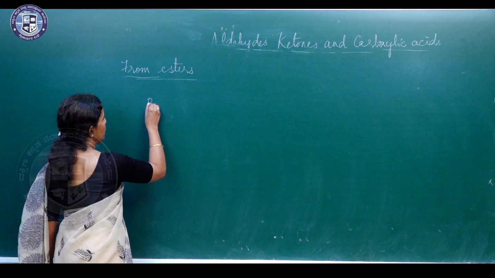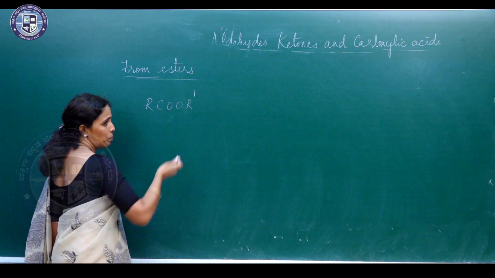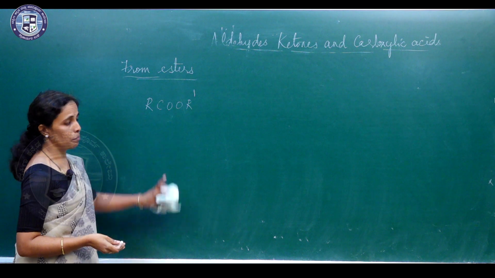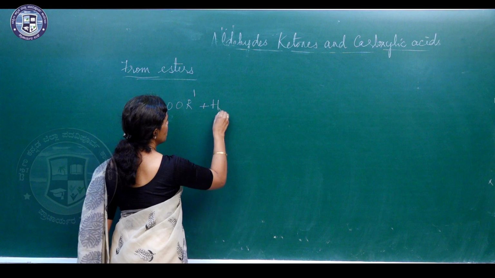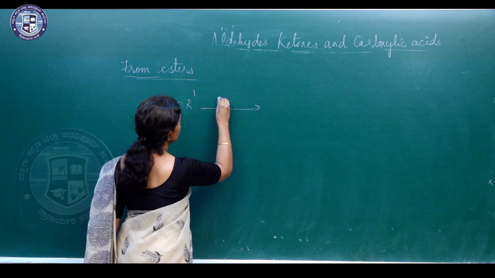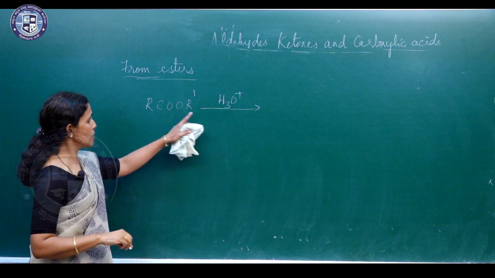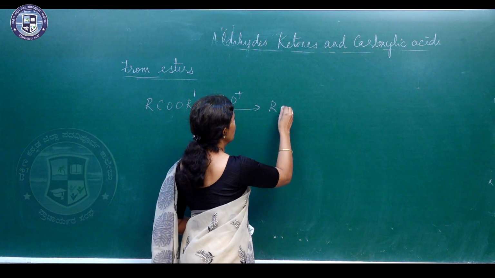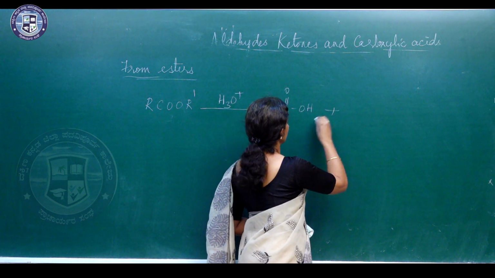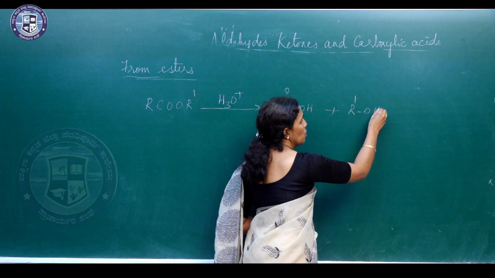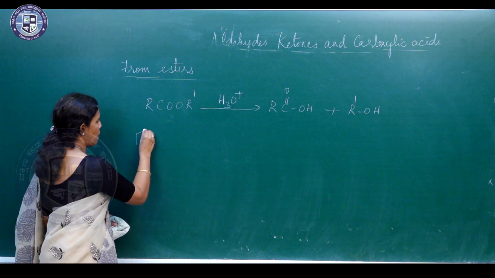We will represent an ester as RCOOR'. Both the R groups can be alike or they can be dissimilar. If you subject it to hydrolysis in the presence of an acid, we get RCOOH and R'OH, which is the reverse of the esterification reaction. So, we will take an example for it.